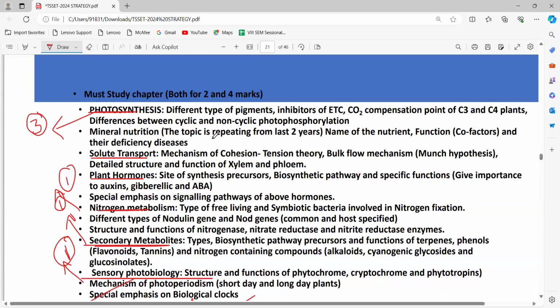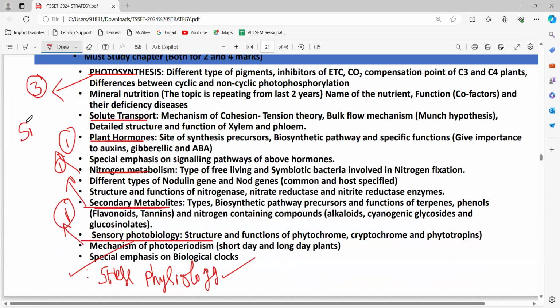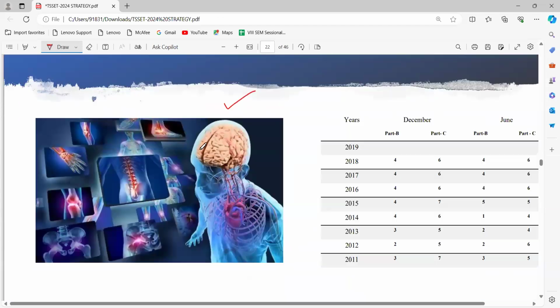And in plant physiology, surprisingly, the questions came from signaling from the hormones. Signaling questions usually come only at the NET level. But in your SET level also, there were 2 questions, especially from the cytokinin hormone. They have given the signaling questions. So you have to read them also.